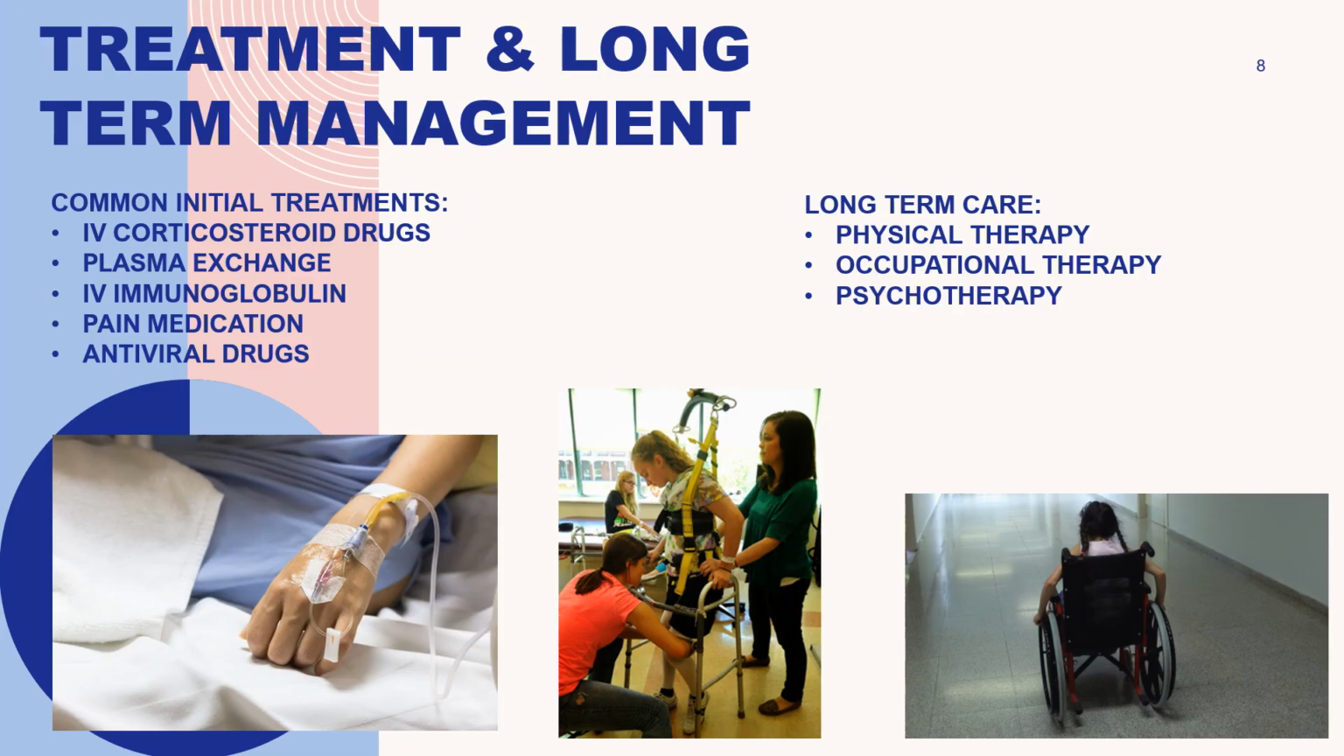The first line of treatment for a suspected case of transverse myelitis would be IV steroids for 3 to 5 days. That would hopefully combat the inflammation occurring on the spine.